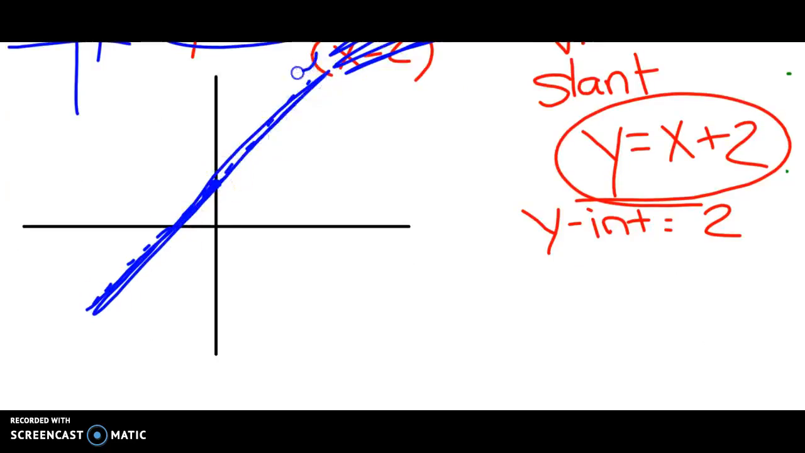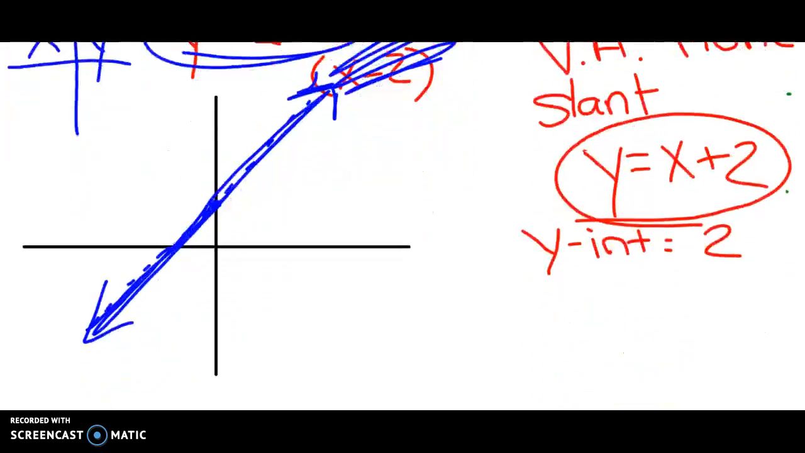Probably not the best example because I want to show you what to do when you have a real rational function. So I am going to make another example because I'm running out of time on this video.